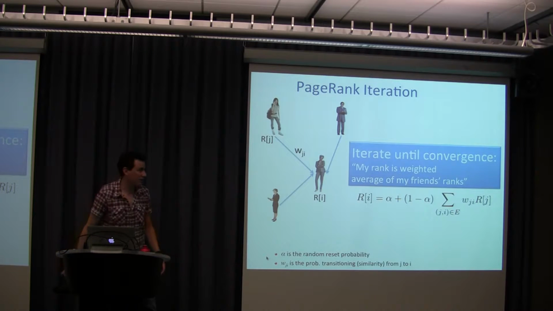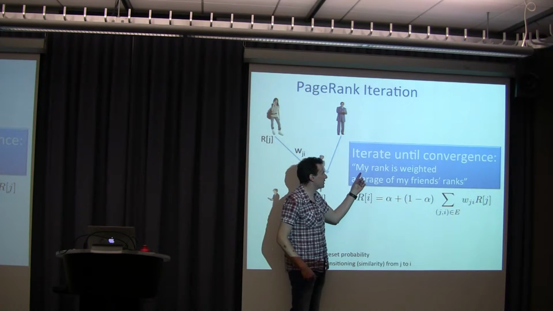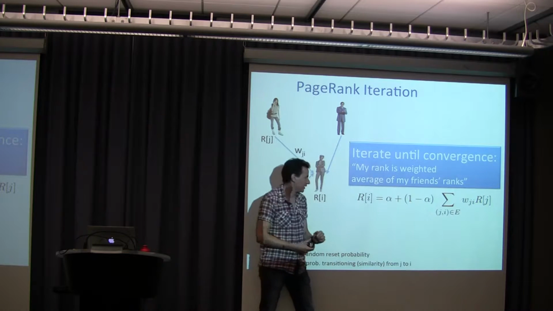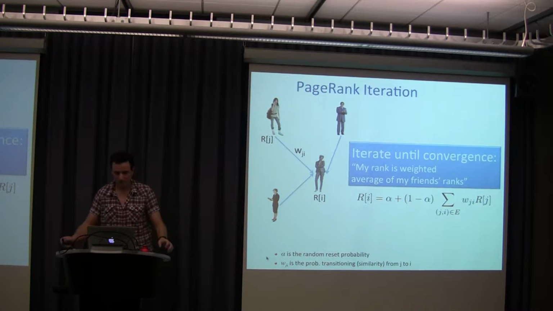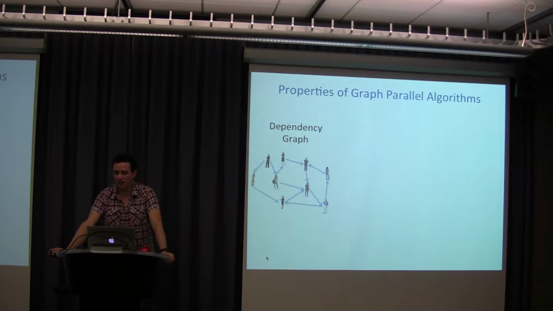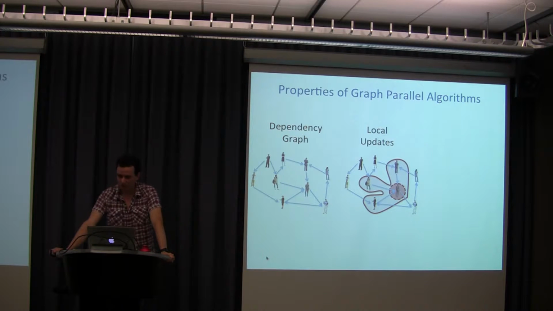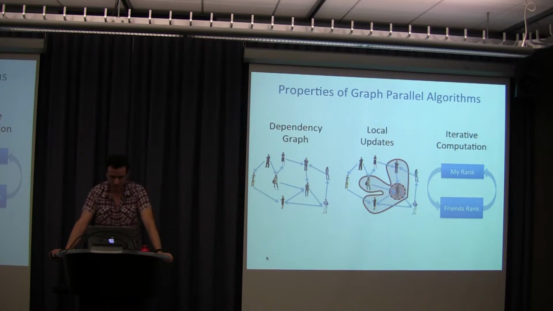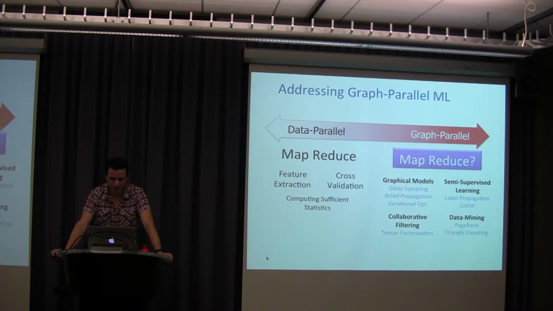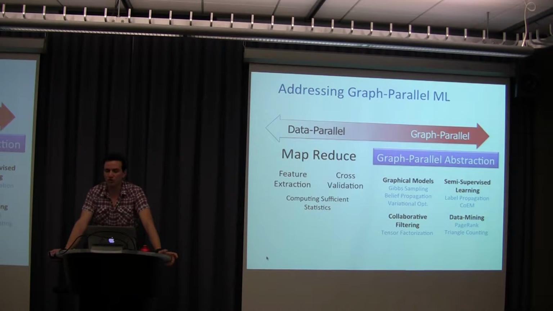And the type of updates that you do is just to say, iterate until convergence. My rank is the weighted average of my neighbors' ranks, my friends' ranks. And there's an equation here to cite for those who care. So I want to iterate, my rank is the weighted average of my friends' ranks, and that's my algorithm. So I have some graphical dependency in data. I want to do a local update. My rank is the weighted average of my neighbors' ranks, and I want to iterate that again and again and again until convergence. And this is the kind of problem that I think many of us want to solve, and this is the kind of problem where MapReduce is not so appropriate, and you need what are called graph parallel abstractions.